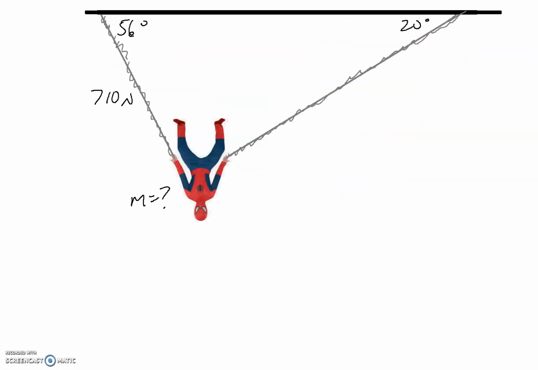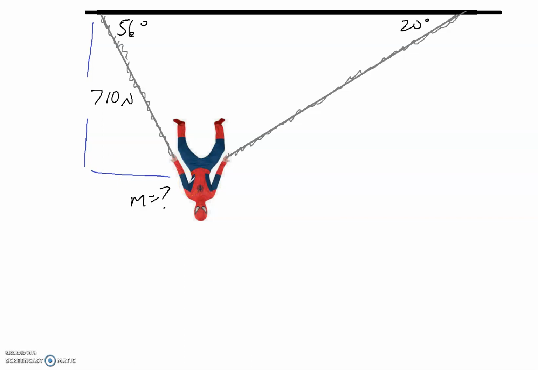Okay, so let's try this one. Here we got a Spider-Man hanging upside down with two webs. One's at 56 degrees with 710 newtons, and the other one's at 20 degrees, and we're going to try and find his mass. Now, first things first, you got a force at an angle, so let's break this apart and find the x and y components.